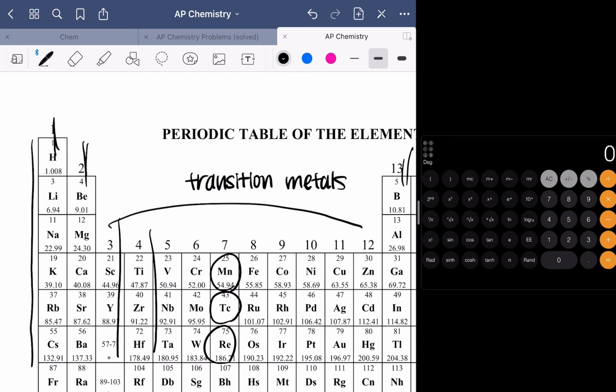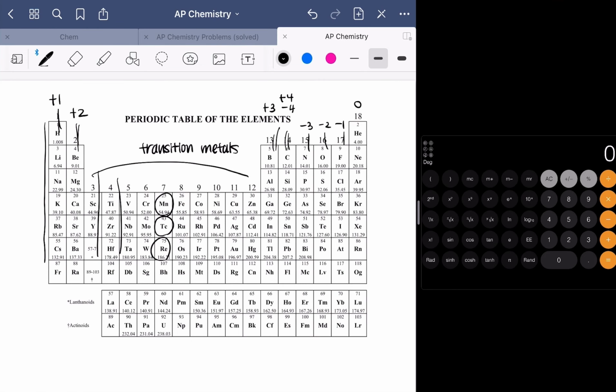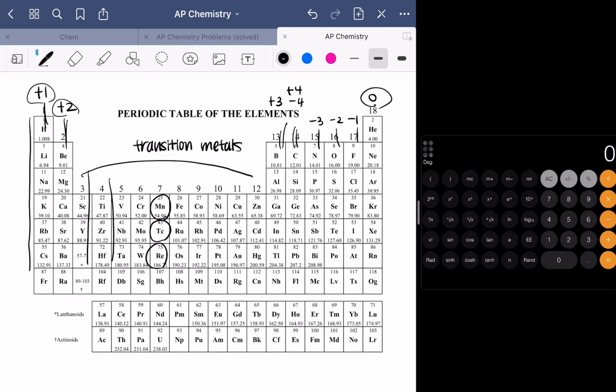Starting off with group 1, they have a positive 1 charge, positive 2, skipping over the transition metals, positive 3, positive 4 or negative 4, negative 3, negative 2, negative 1, and 0. We're going to go over why each group has a specific charge like this, and why this has 0, in later videos. But for now, know that these are the charges of each group and you need to be familiar with it.